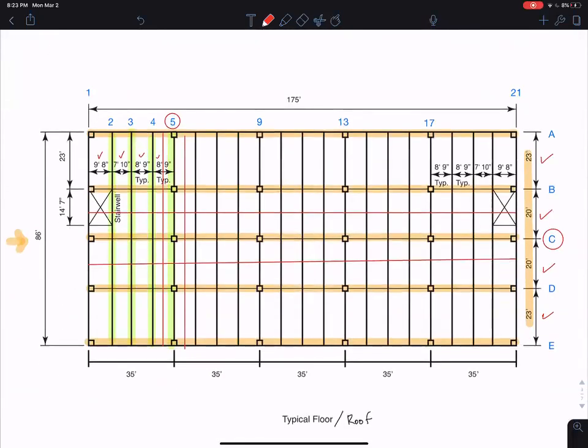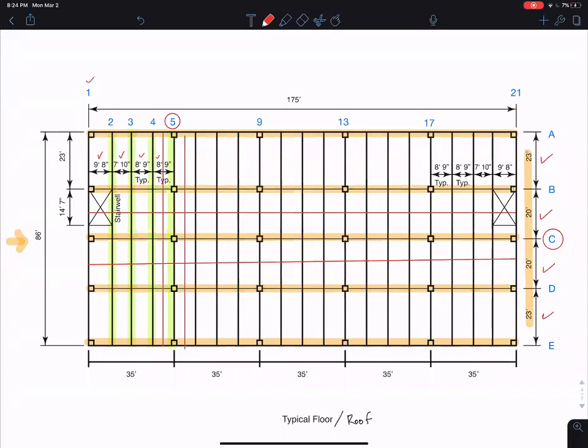The orange girders are carrying the green beams. So these orange east-west girders are carrying the north-south green beams. What we need to do is get the weight of those beams, and we're going to just distribute that load onto the orange beams.